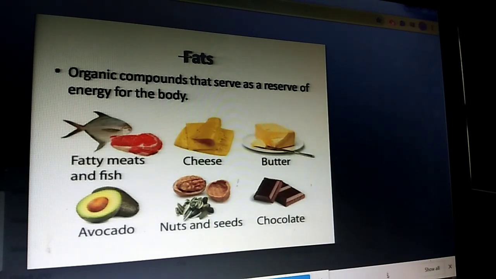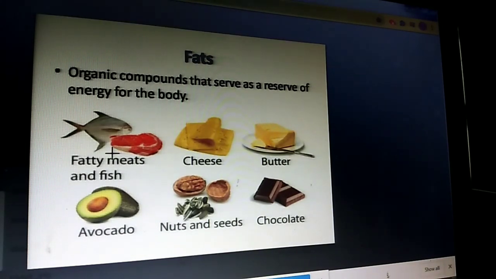Sometimes some people will be fasting, even without food. Even then they are getting some energy. Where are they getting it from? Already, it is stored in the form of fat. So this is the reserve component of food for us.